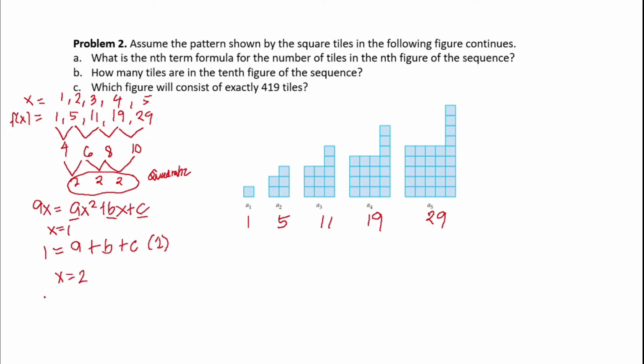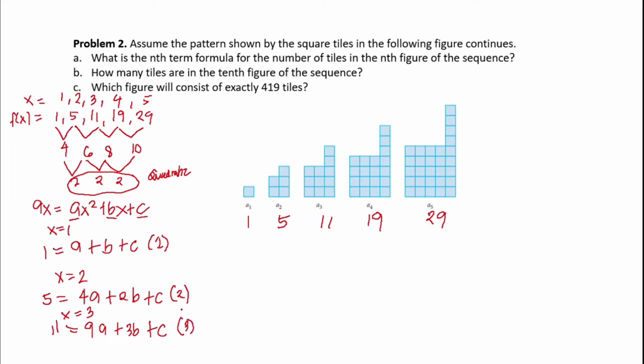When x is equal to 2, f of x is equal to 5. So 5 equals, what is 2 squared? 4, so this is 4a, plus 2 times b, that is 2b, plus c. So this is equation number 2. In equation number 3, x is equal to 3. Our f of x is equal to 11, which is equal to 3 squared, that is 9, so 9a, plus 3b, plus c. That is equation number 3.